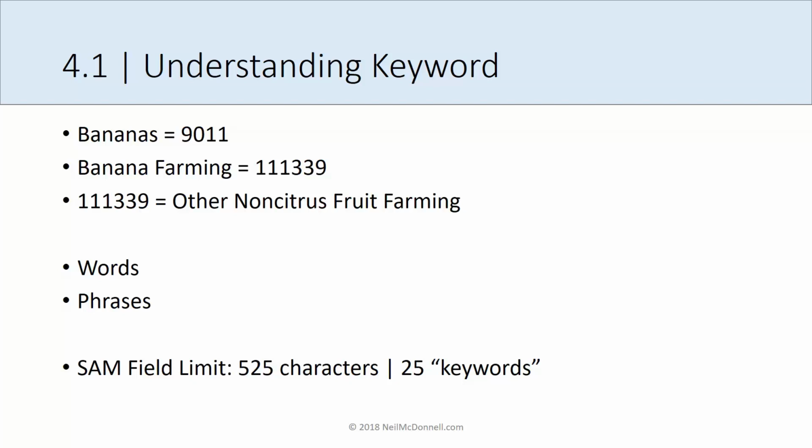Now, if I go to the grocery store, bananas have a code of 9011. Similarly, in the federal government, when they go to buy bananas, they might look at this NAICS code here that you see, 111339. But more often than not, they'll just type in banana, or maybe more broadly, fruit. Either way, you'd want to make sure those words are used.